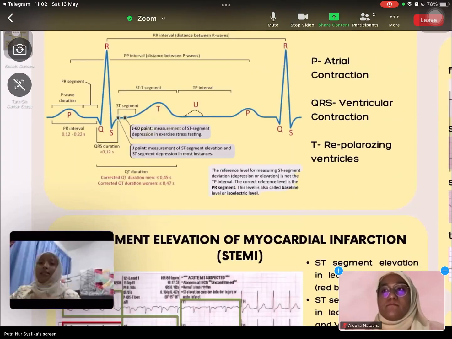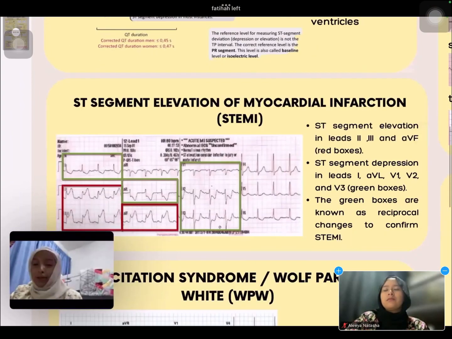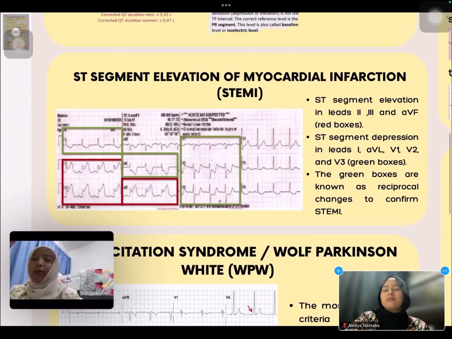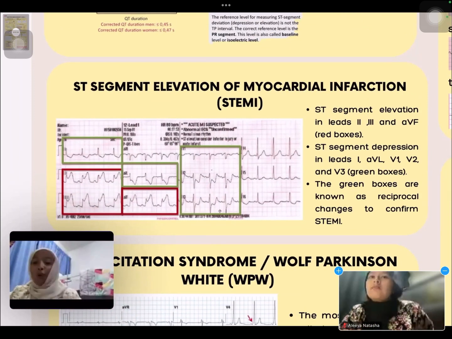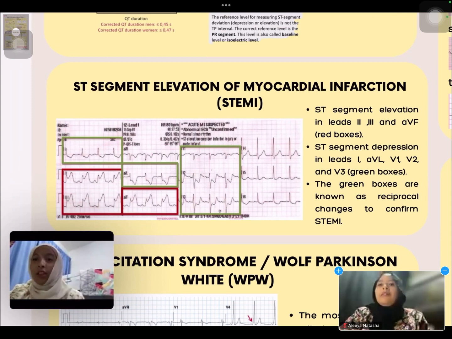So today I'm gonna talk about the few abnormalities that we can see in the ECG. So my first point is ST segment elevation myocardial infarction, which we can call STEMI. So STEMI occurs when one of the coronary arteries becomes completely blocked, cutting off the flow of oxygen-rich blood to a section of the heart.